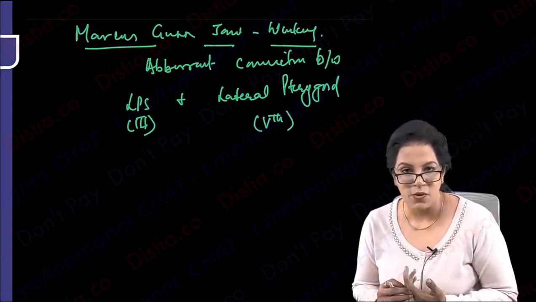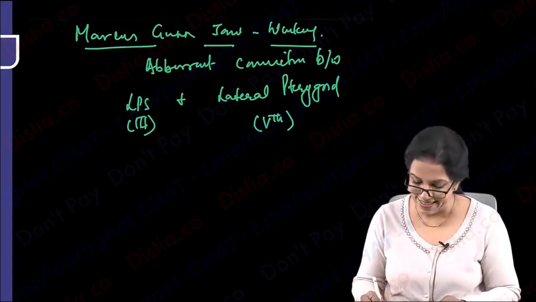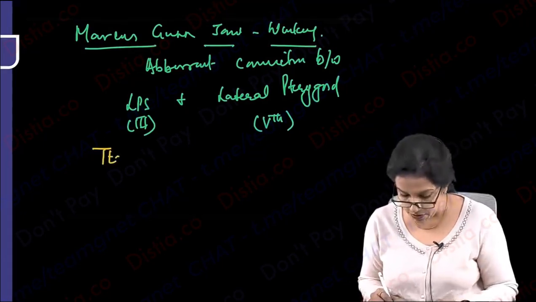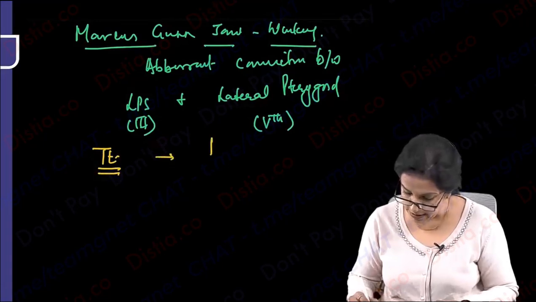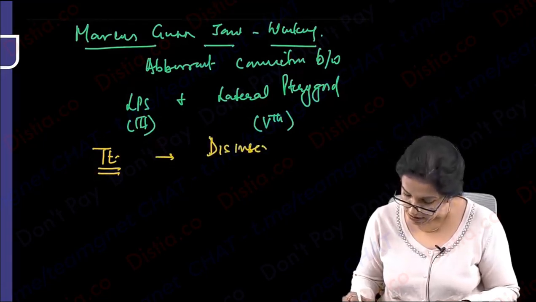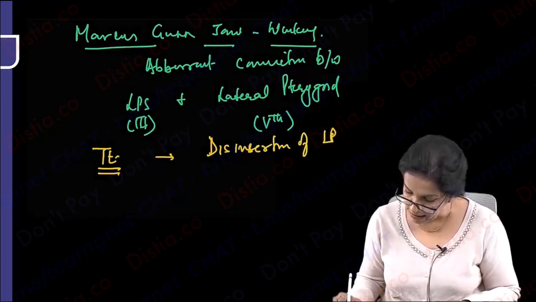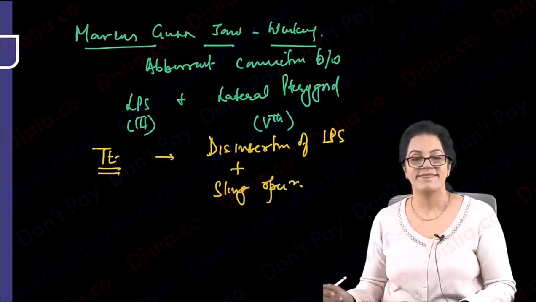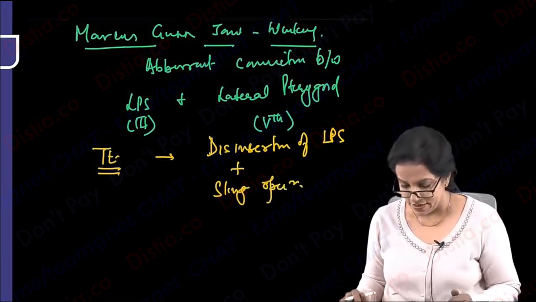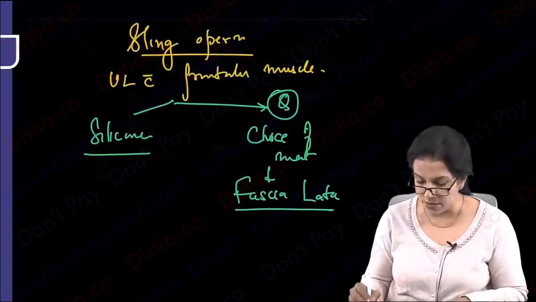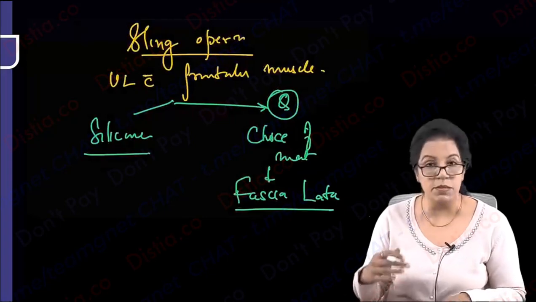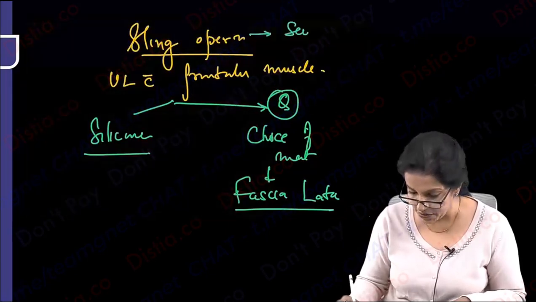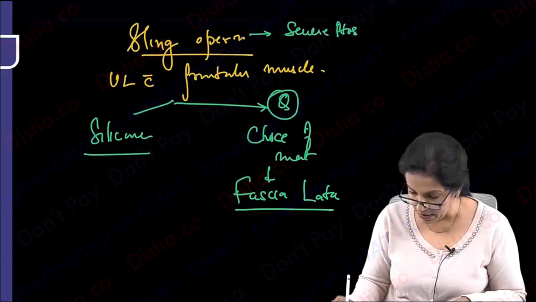Okay. So how will you treat this one? Because you want to get rid of that aberrant connection. So in this one, we go for disinsertion of LPS. Along with that, I do a sling operation. And sling you already know. Sling is mainly done when the LPS function is not of any use. It is less than 5. So it is mainly done in severe ptosis. Just remember this.